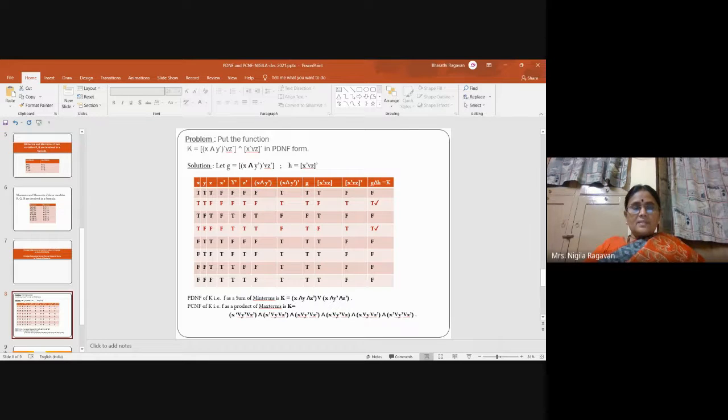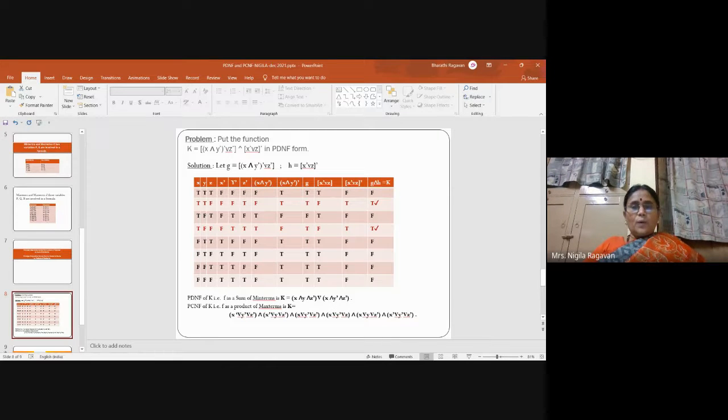PDNF is sum of products. Product is minterm, so it is a sum of minterms. In the second row, K value is T. So in the second row, check the truth values of X, Y, Z. What are the truth values of X, Y, Z? T, T, F. Using this T, T, F, frame the corresponding minterm. It is X cap, Y cap, Z dash.